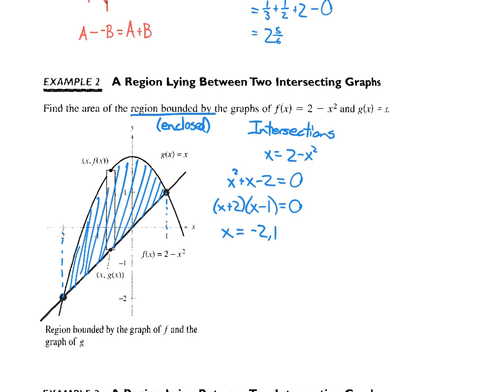Now, they named them conveniently for us, but you should be careful and make sure you put the one that's on top first. So we're going to do the integral from -2 to 1 of the top function, which is the 2 minus x squared, minus the bottom function, which is the line y equals x. So, now we're just doing the integral. 2x minus x cubed over 3 minus x squared over 2, evaluated from -2 to 1.